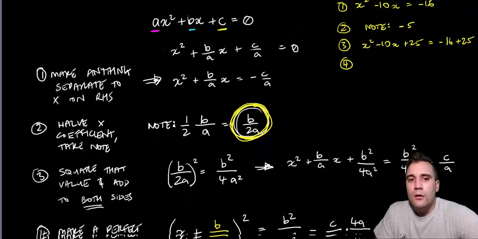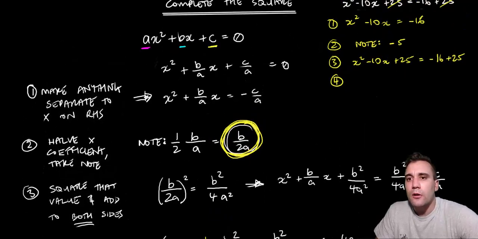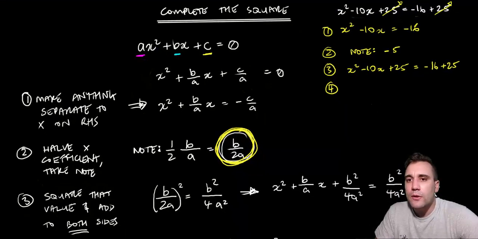Then the next step is make a perfect square, right? So how do we do that? All we do is take the x term and the value that we had over here in step 2, and we use it in our square, and then we have the perfect square. And if you multiply it out, you would get this right here.